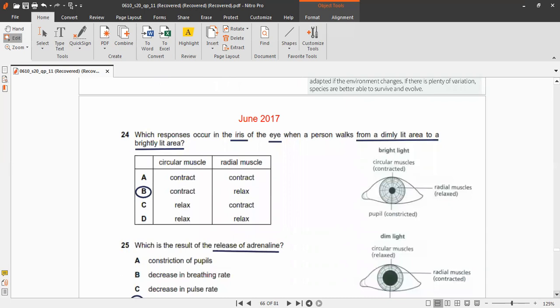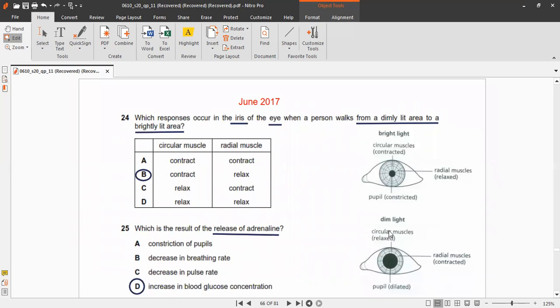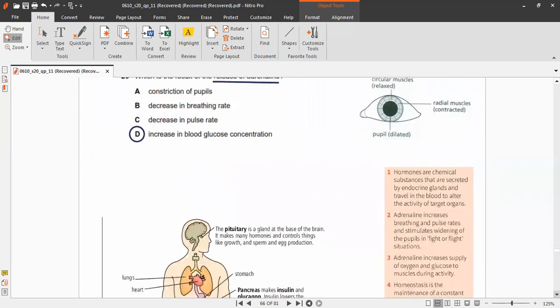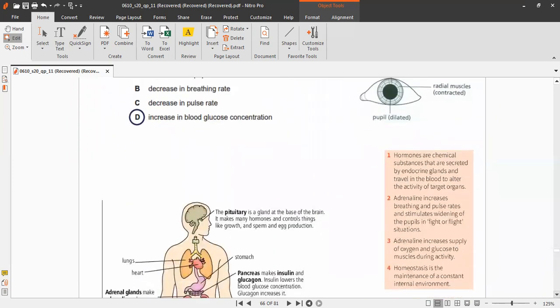Which response occurs in the iris of the eye when a person walks from a dimly lit area to a brightly lit area? Yes, circular muscles contract and radial muscles relax. Which is the result of the release of adrenaline? Release of adrenaline, increase in blood glucose concentration, because adrenaline increases breathing and pulse rate and stimulates widening of the pupil in fight or flight situations, and also increases supply of oxygen and glucose to muscles during activity.